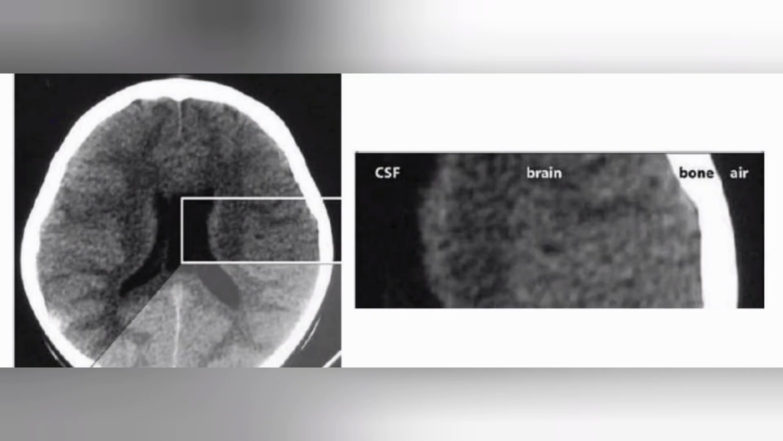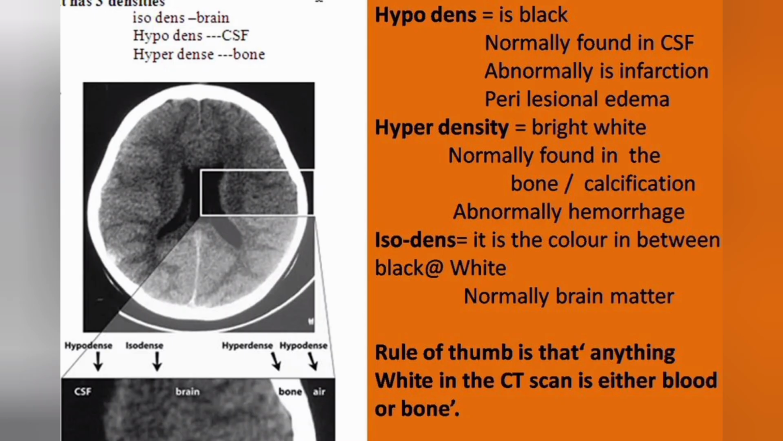In this diagram, you can see air is most hypodense, then bone is most hyperdense, then you see the brain, and then CSF. CSF is hypodense. Hypodense means black, and hyperdense means bright or white.